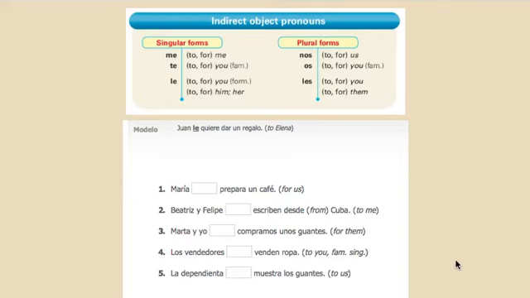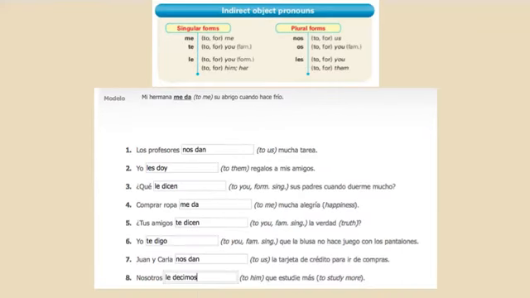Marta y yo compramos unos guantes for them. For them corresponds to les. Marta y yo les compramos unos guantes. Marta y yo, we buy them unos guantes. Los vendedores, to you familiar singular, no, los vendedores te venden ropa. Te venden ropa. They sell you clothing. La dependienta muestra los guantes to us. La dependienta nos muestra los guantes.